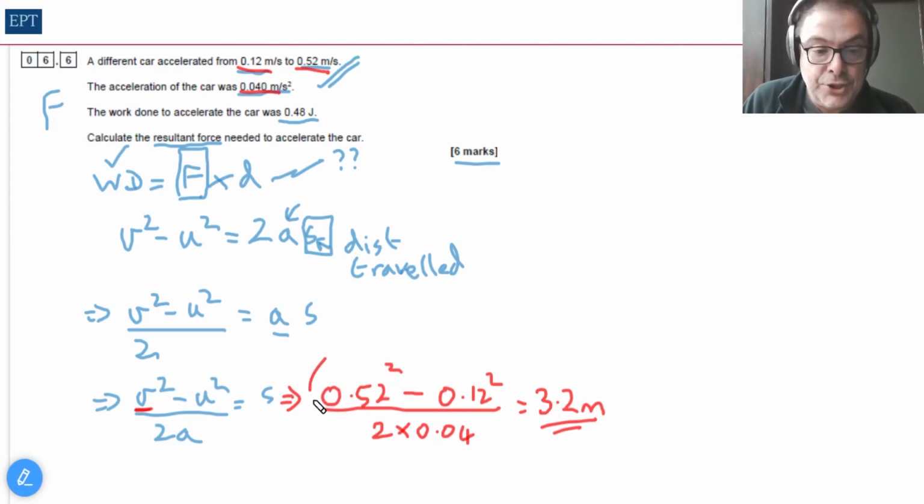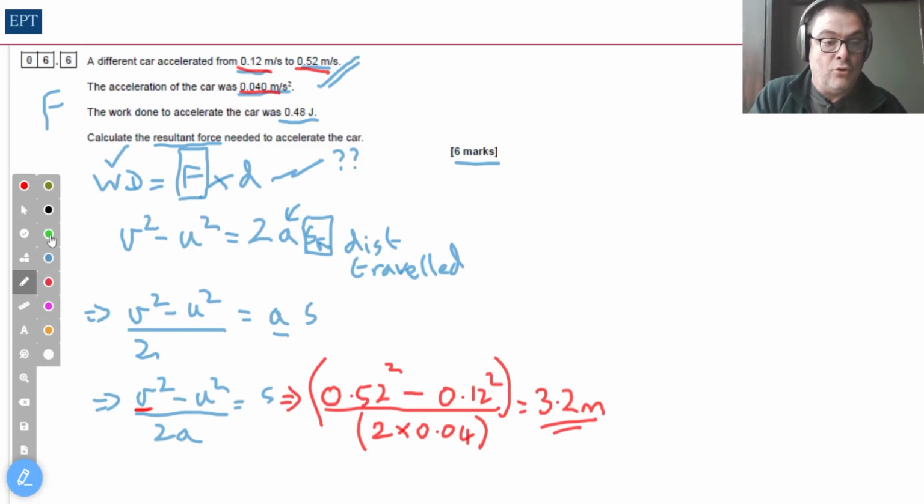Now this is a difficult calculator question, so I would always advise my students use brackets. So I would say type a bracket, then type 0.52 and square it, minus 0.12 squared, another bracket, then press equals. You'll get an answer for the top line. Then do answer divided by open bracket 2 times 0.04, close bracket equals, and you should get, as I say, 3.2. I like to say to my A-level students, make friends with your calculator, and this is a really good example of why.